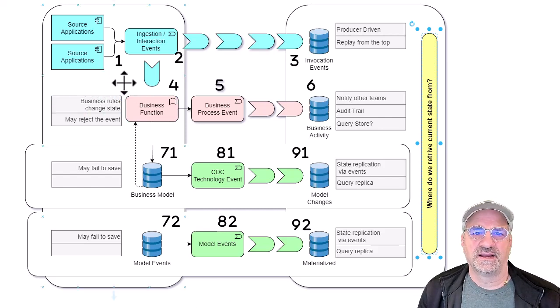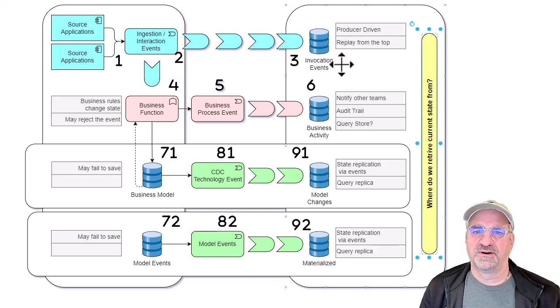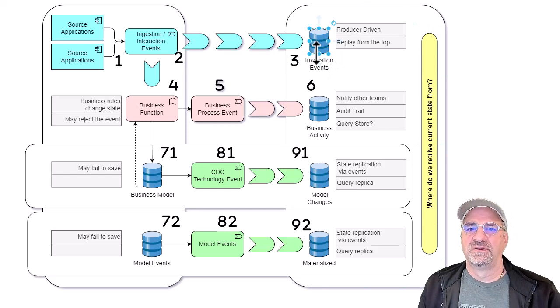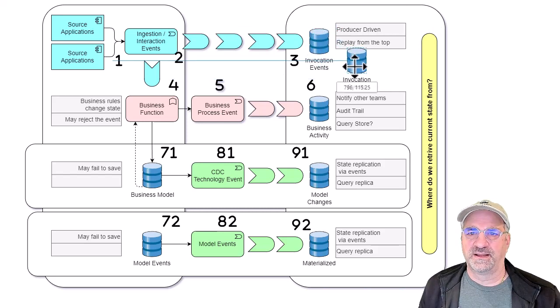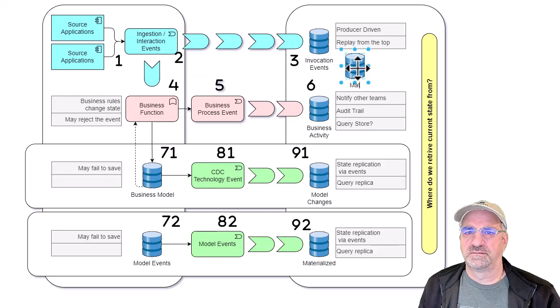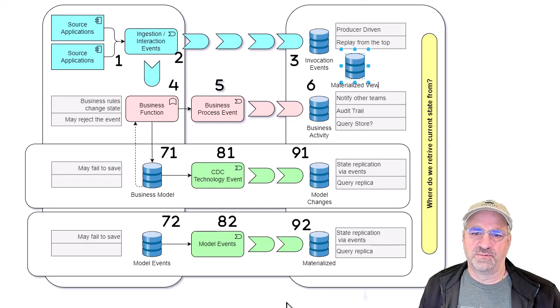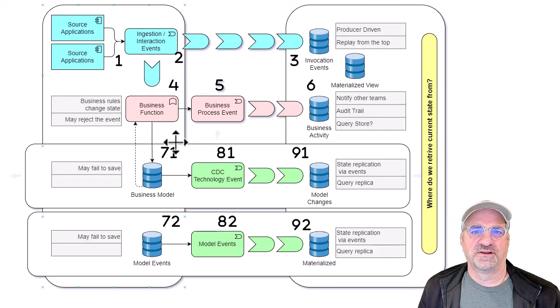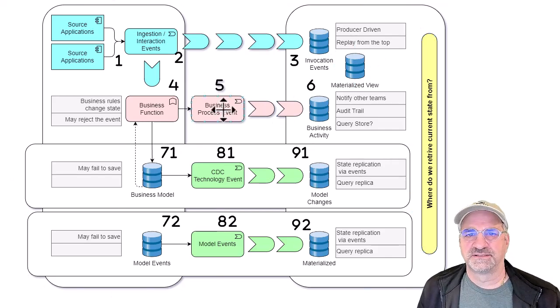So I saw somebody the other day, and they said, let's just capture the interaction or ingestion events, and we will treat this as a transaction log over here, and we will do a CQRS thing. So we'll have these invocation events, and then we'll build a materialized view out here. Let's do a materialized view, right? And we'll operate against the materialized view, and that materialized view would actually be the other system.